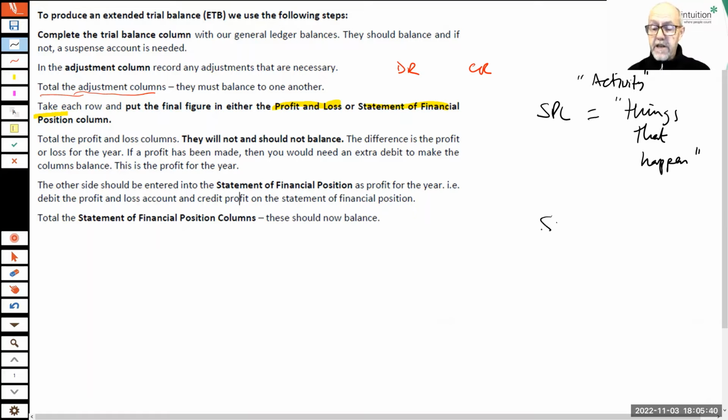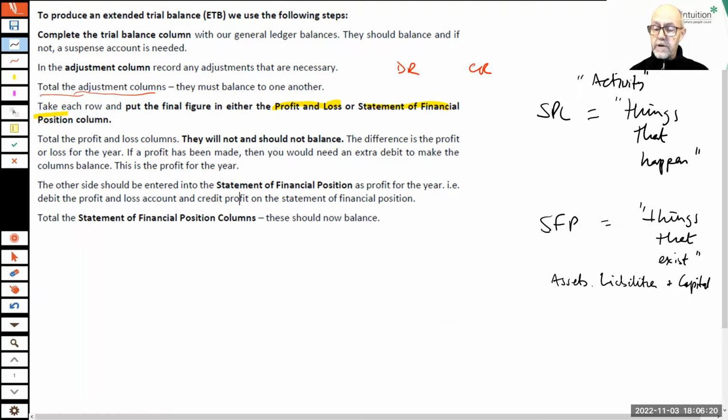The statement of financial position, these are things that exist. They have a balance remaining, whereas everything that goes to profit or loss is cleared down. So if somebody owes you £1,000 on the last day of the old financial year, they still owe you £1,000 on the first day of the new financial year. And essentially they all fall under the headings of assets, liabilities, and capital.